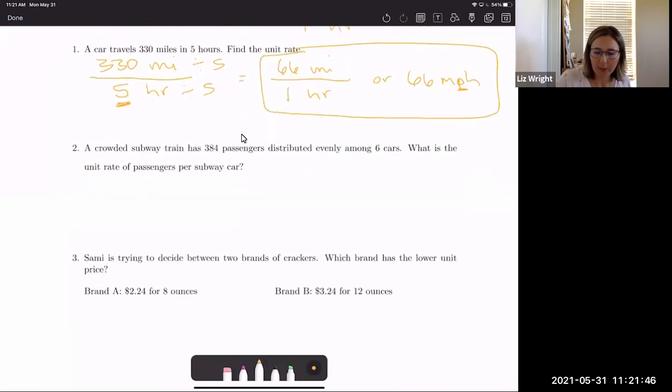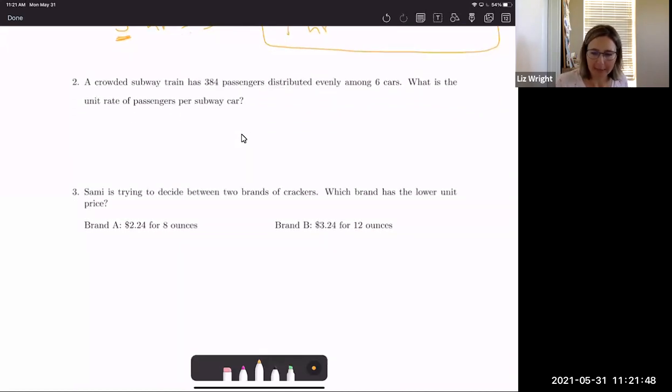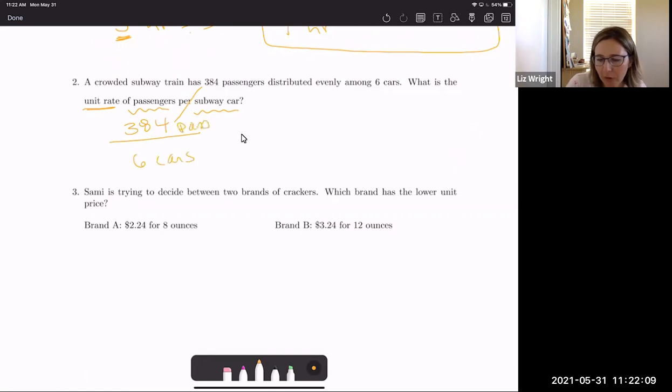A crowded subway train has 384 passengers distributed evenly among 6 cars. What is the unit rate of passengers per subway car? So that means passengers is going to go in the numerator per subway car, which is 6 cars, and 384 passengers.